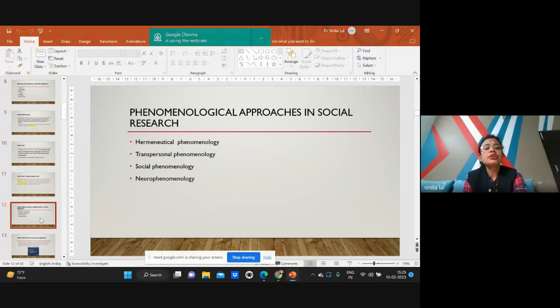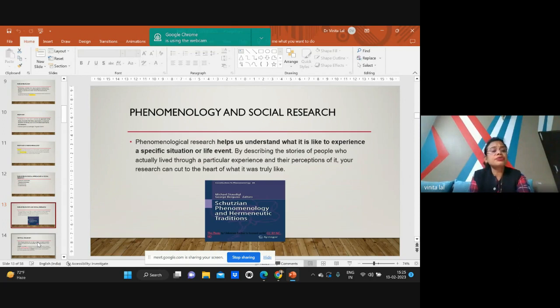Phenomenology approaches in social research. What is phenomenology in social research, what is doing phenomenology in social research? Phenomenology or epistemology, anything related to philosophical research, also comes into ethical research and philosophical research. These three or four approaches, hermeneutical phenomenology, transpersonal phenomenology, social phenomenology, and neurophenomenology, are next to phenomenology in social research. Phenomenology research helps to understand what it is like to experience a specific situation or a life event, and by describing the stories of people who actually lived through a particular experience and their perception of it, your research can cut to the heart of what it was truly like.